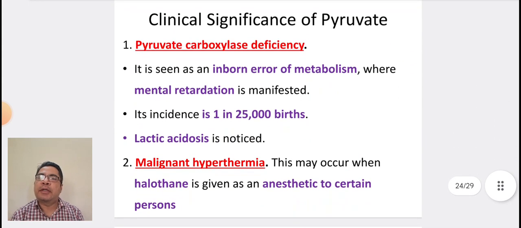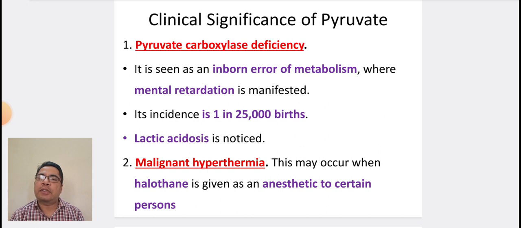Coming to the next point, clinical significance of pyruvate. Pyruvate carboxylase deficiency. It is seen in inborn error of metabolism, where mental retardation is manifested. Its incidence is 1 in 25,000 births. Lactic acidosis is noticed.